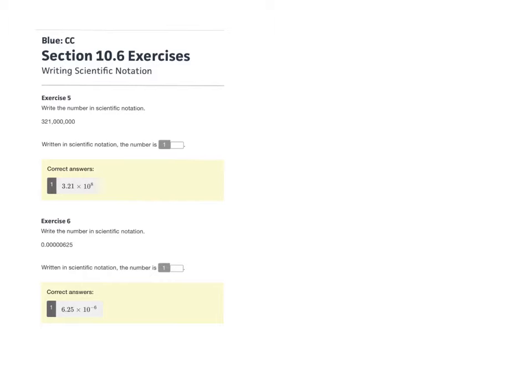Alright, so let's quickly run down last night's homework assignment 10.6. Question number 1 says, write the number in scientific notation. So I've got 3, 2, 1, followed by 6 zeros. 1, 2, 3, 4, 5, 6.